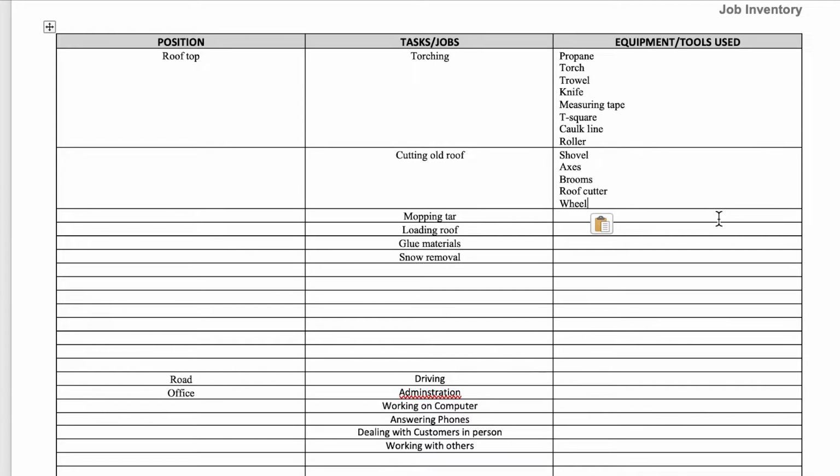So again, because on each task and duty you're using different tools, there are different risks and hazards associated with each job. And so you need to be very specific when listing your jobs and making your job inventory.